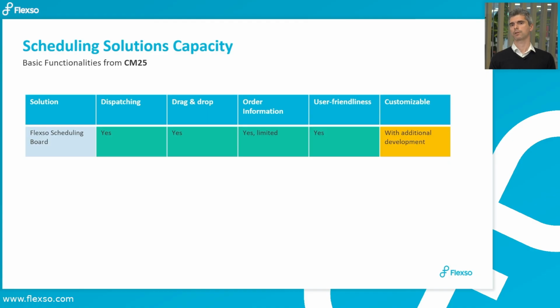So again, comparing it to the old CM25, our own solution does dispatching fine, and you can drag and drop any operation to any place, not just the bottleneck ones. Order information is there. It's limited in the accelerator form, but if a customer says we want to add some parameters, then we can easily develop that on top.